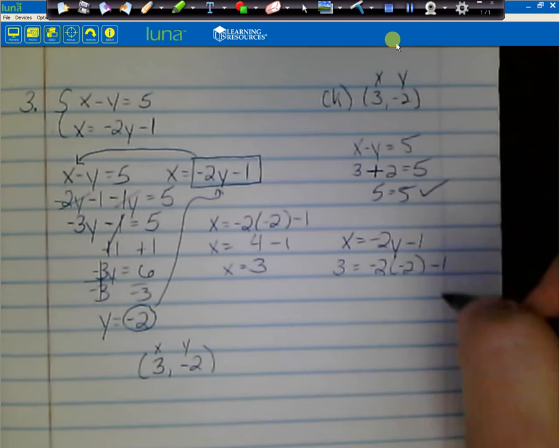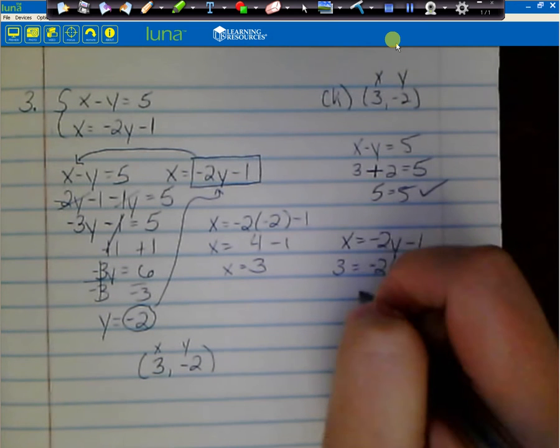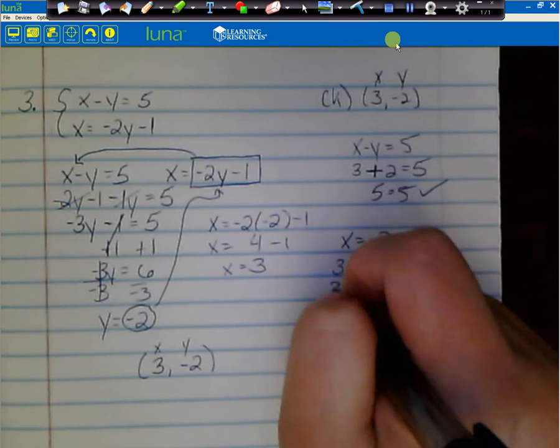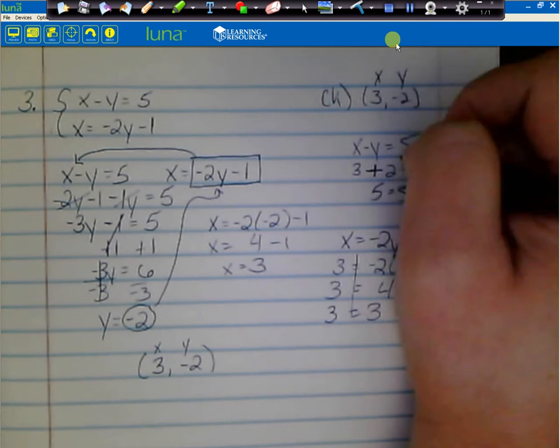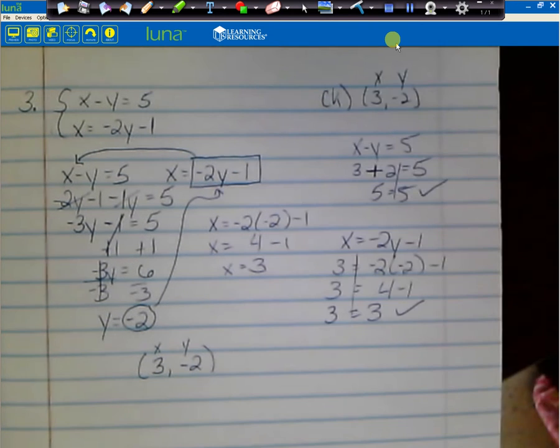So here, negative 2 times negative 2 is 4. 4 minus 1 is 3, so that checks out as well. Make sure you have all of the work and the check written before you move on.